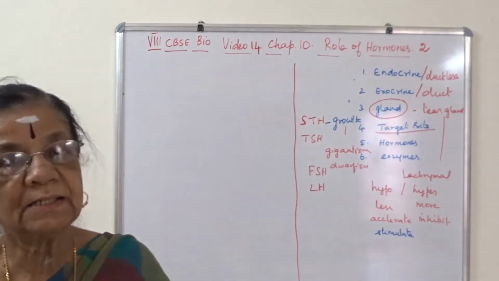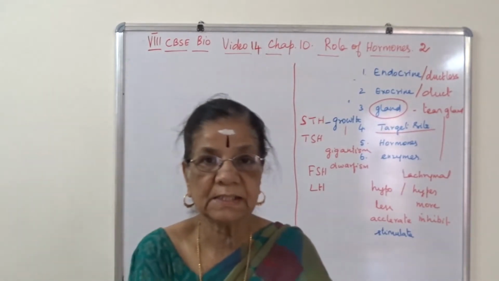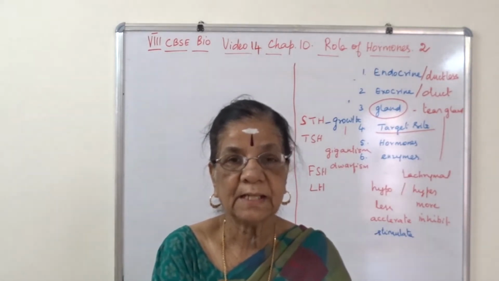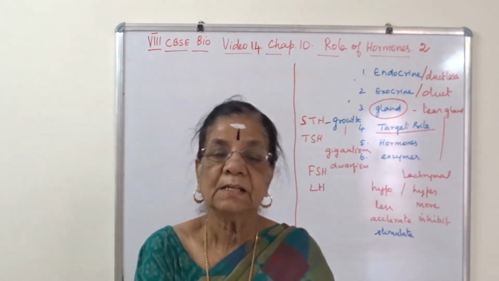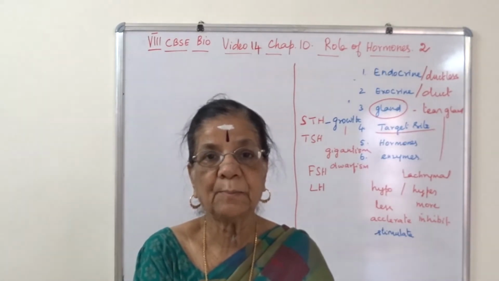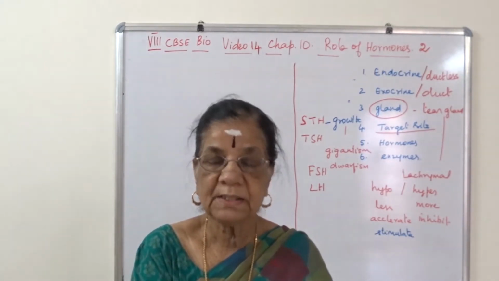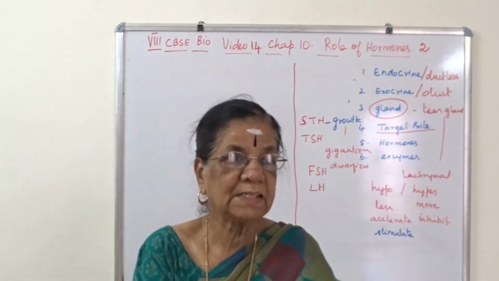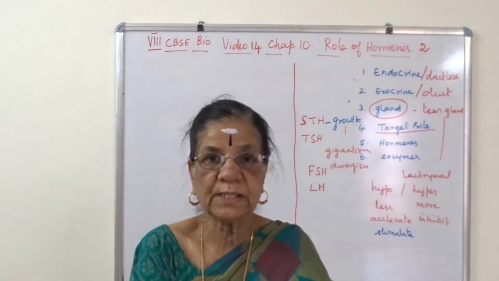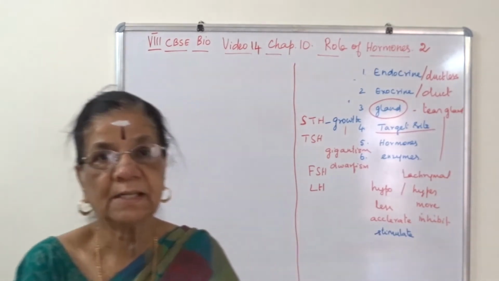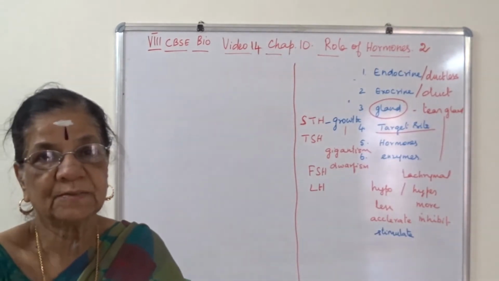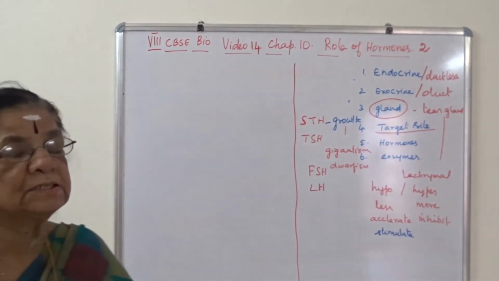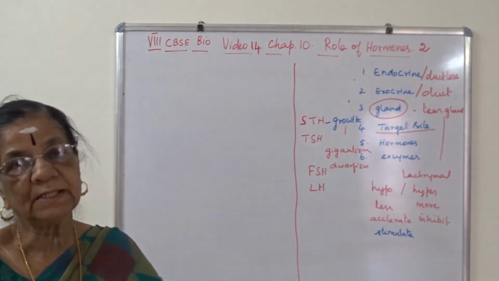Then the thyroid gland secreting thyroxine. Embedded among them is the parathyroid gland secreting parathormone. And then the pancreas acting as a dual gland, where it acts as both an exocrine and an endocrine gland. I hope you recollect these points. Then this pancreas, the dual gland, we have learned.